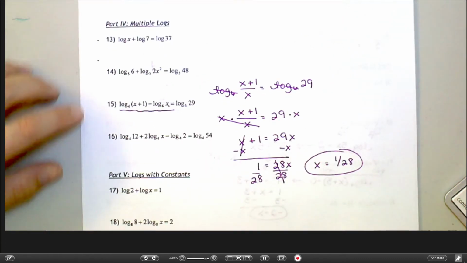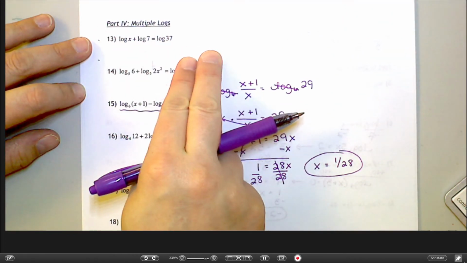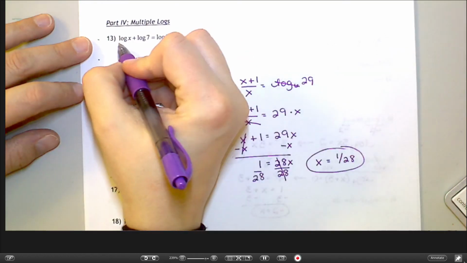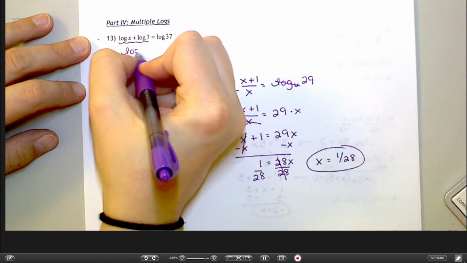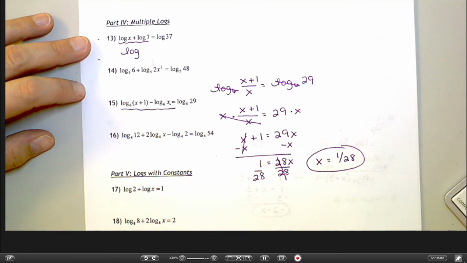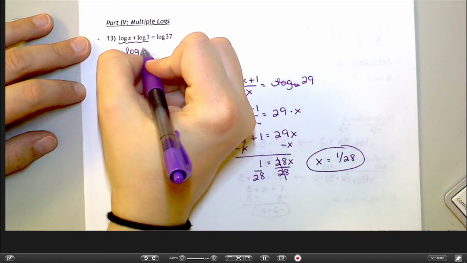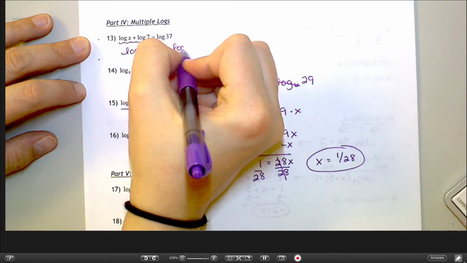13 again, I've got 2 logs here equal to another log over here. So I would combine these two. So what's that going to look like when I combine them? You don't have to worry about the base, you're not changing any bases. How do I combine the x and the 7? So this would be 7x. Log 7x equals log 37.